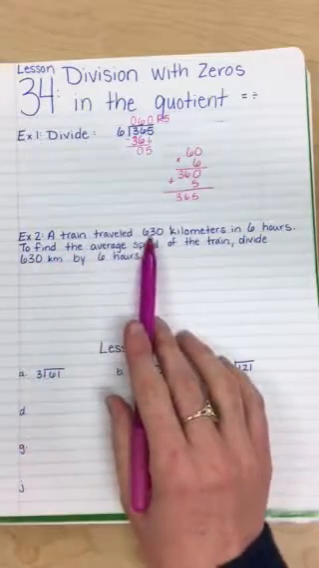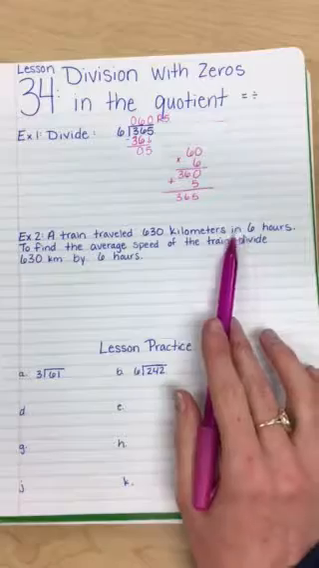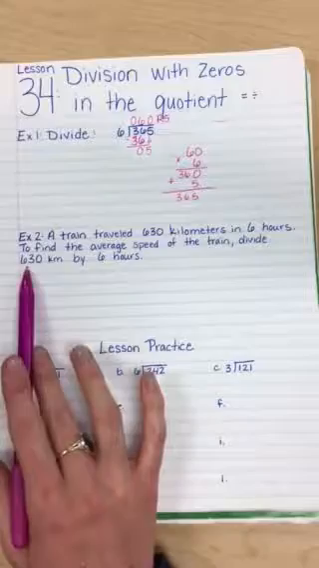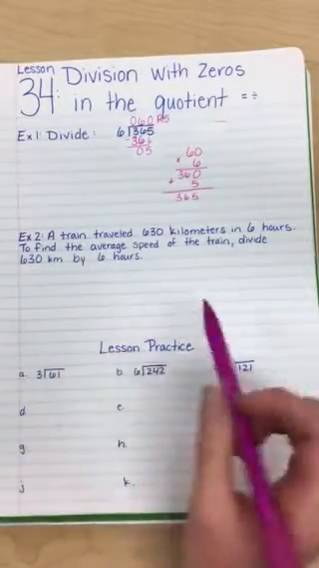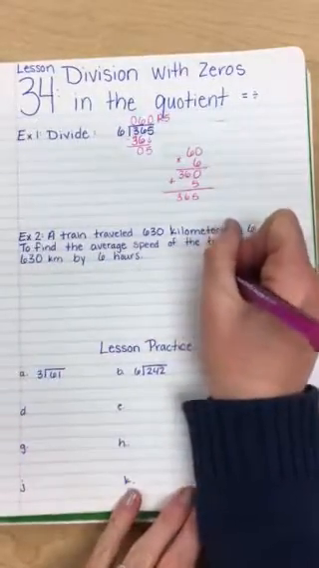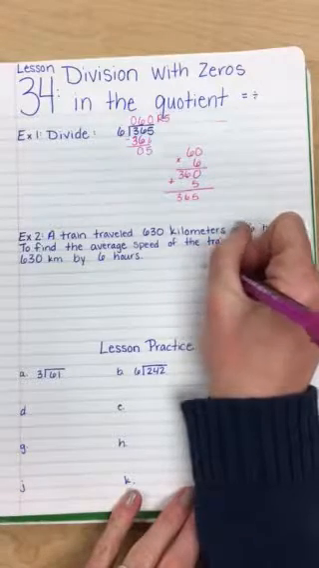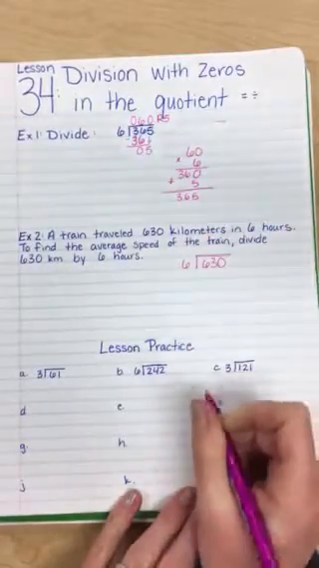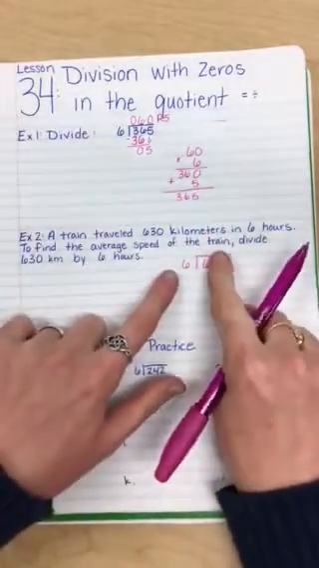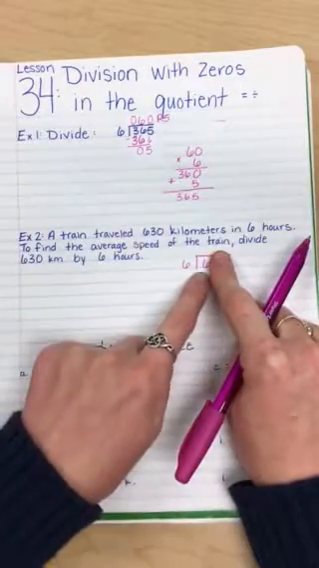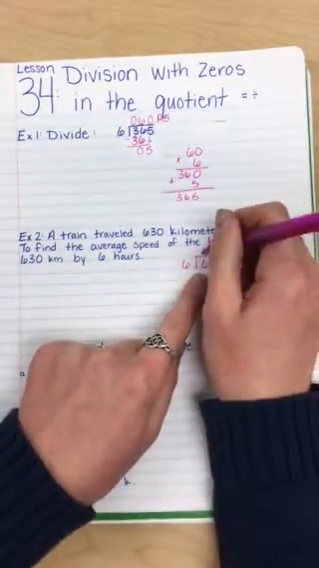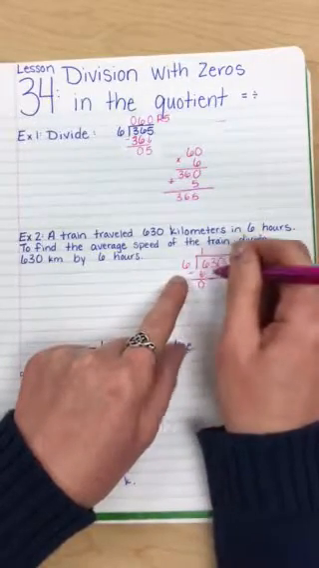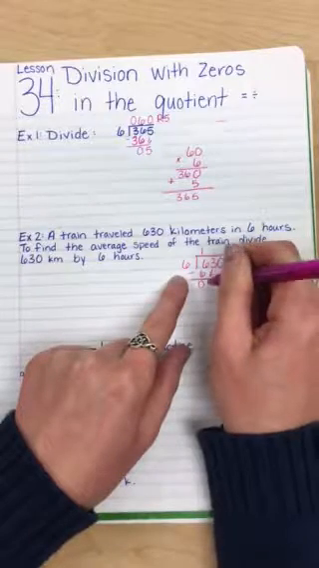A train traveled 630 kilometers in 6 hours. To find the average speed of the train, divide 630 kilometers by 6 hours. So we're going to do that, of course. So we've got 630 divided by 6. All right, so we look at the first digit first. 6 can go into 6 one time. And that would take 6 away. So then you'd get 0. Then you bring down 3.